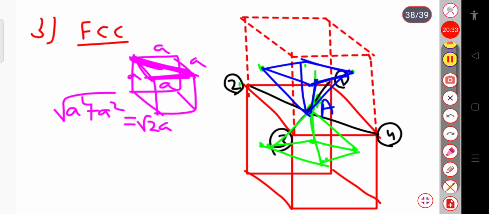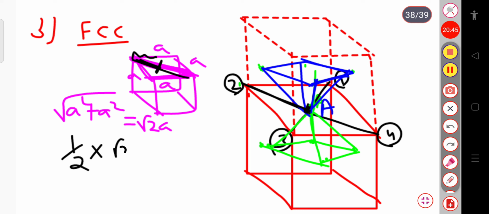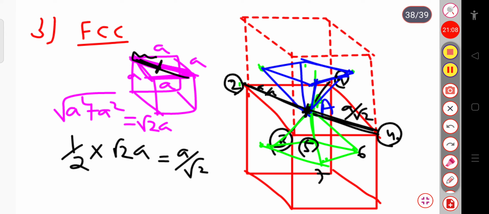Now I want to calculate half of this distance, because my point is at this position. So this will be half of the diagonal, that is half into root 2 a, which is equal to a by root 2. So from the A atom to atom 1, 2, 3, and the 4th atom, they are at a distance of a by root 2. Now I will calculate for the 5th, 6th, 7th, and 8th ones.